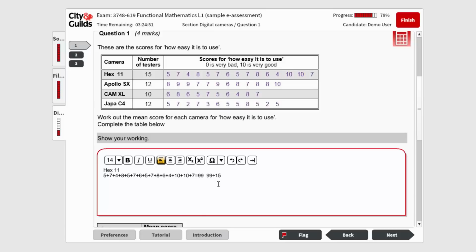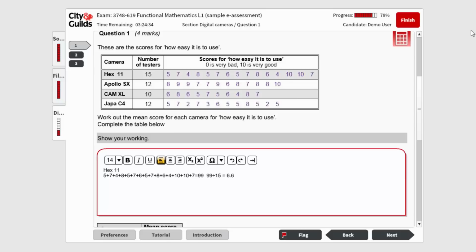Okay, what we are going to do then, once we've got our answer, and I write that down in the working out box, is we're going to do that answer, which is 99, divided by the number of testers, which is 15. So 15 into 90 is 6. So if there are 6 15s in 90, then there are 0.6 in 9. So the answer is going to be 6.6.